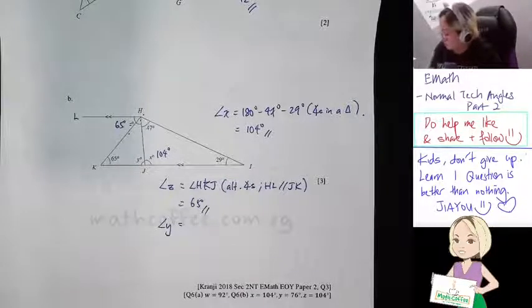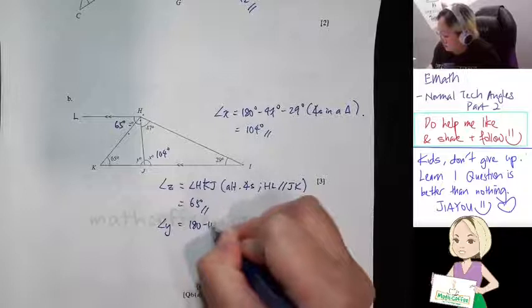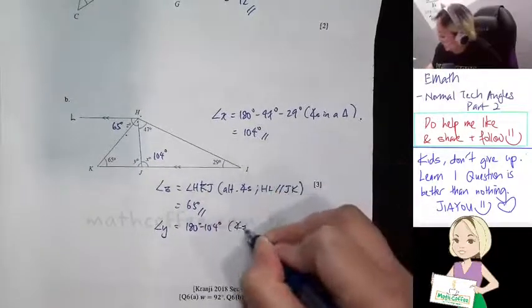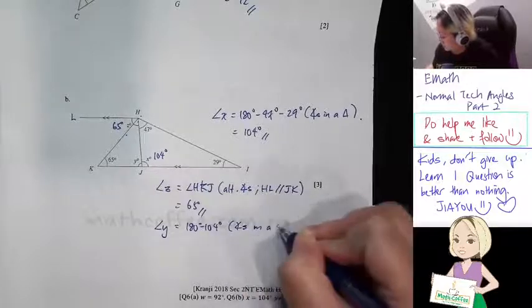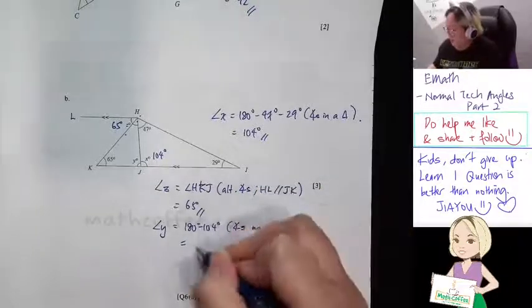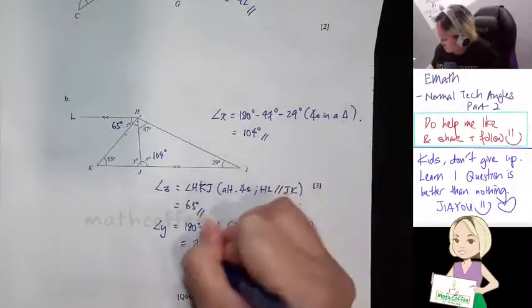180 minus 104. Well done. 180 minus 104, and it is a straight line. Yes, angles on a straight line. And it will be 76 degrees. Done.